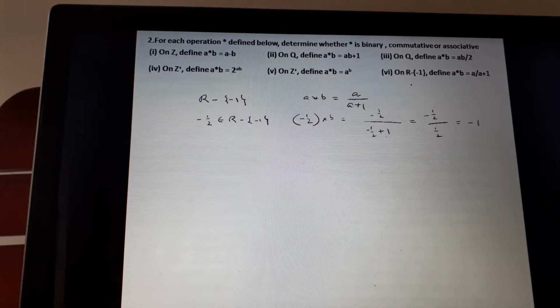So once it is not binary, the question of whether it is commutative or associative does not normally arise. But as an operation, you can definitely say whether it is binary or not. Definitely it is not binary, because a star b is a by a plus 1. What is b star a? It is b by b plus 1. So it is not commutative. Similarly you can check associative.